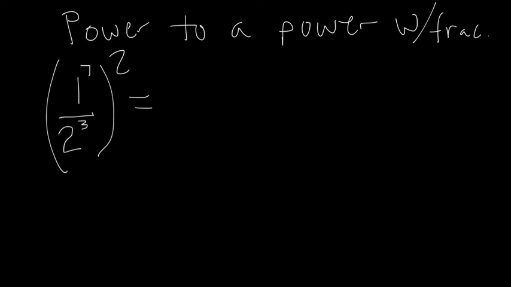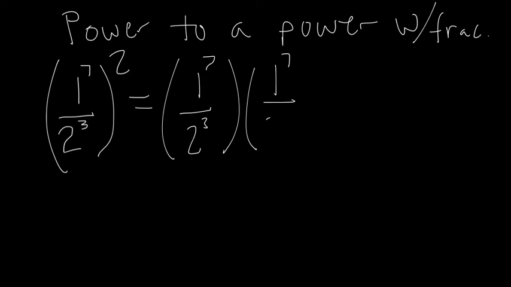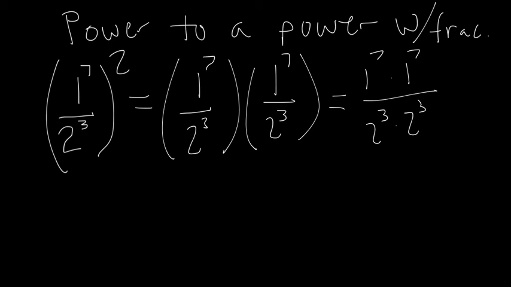All right, now let's say you have a power to a power with fractions involved, like this problem here. Here we have a fraction with exponents in it, and an exponent that goes on the fraction as a whole. Now, squared, we should know that that's going to be the number inside the parentheses, 1 to the 7th over 2 to the 3rd, times itself, 1 to the 7th over 2 to the 3rd. And we should know when multiplying fractions, it's the numerator times numerator becomes a new numerator, and the denominator times the denominator becomes the new denominator.